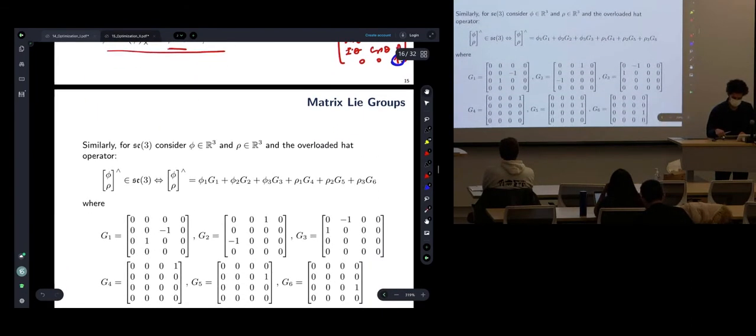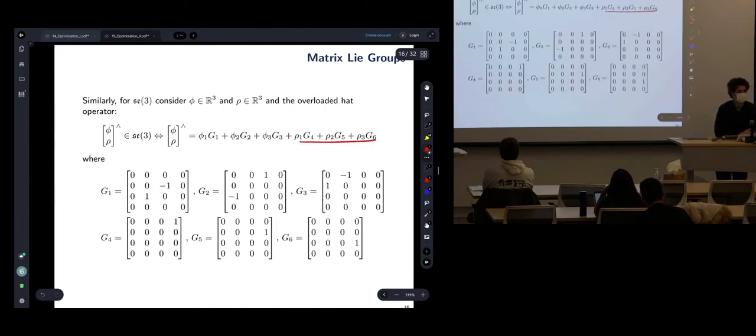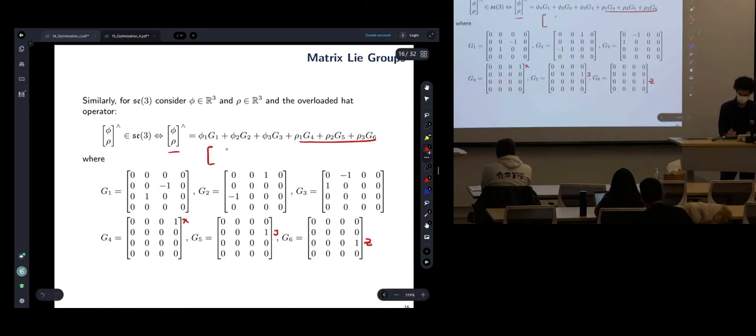So we also can write this for SE3. You will have 3 extra generators. And the only difference is that we get the generators for x, y, and z translation. You fill in everything else with 0. Now when you add them, you get your twist. This will be your twist in the form that you are familiar with.